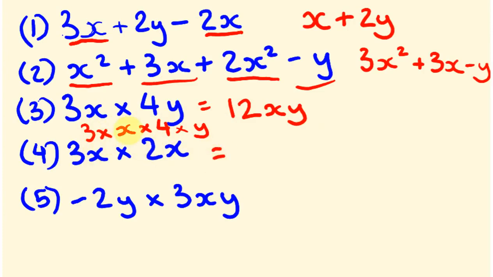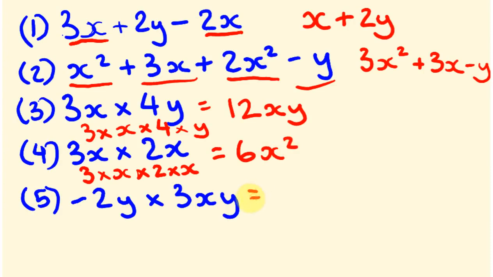Okay, what about this next one? 3x times 2x. So first off, I'll multiply these coefficients actually. First off, I'll write the whole lot out. 3 times x times 2 times x. Coefficients, 3 times 2 is 6. And then we have x times x. So x times x is x squared. How'd you go with that?